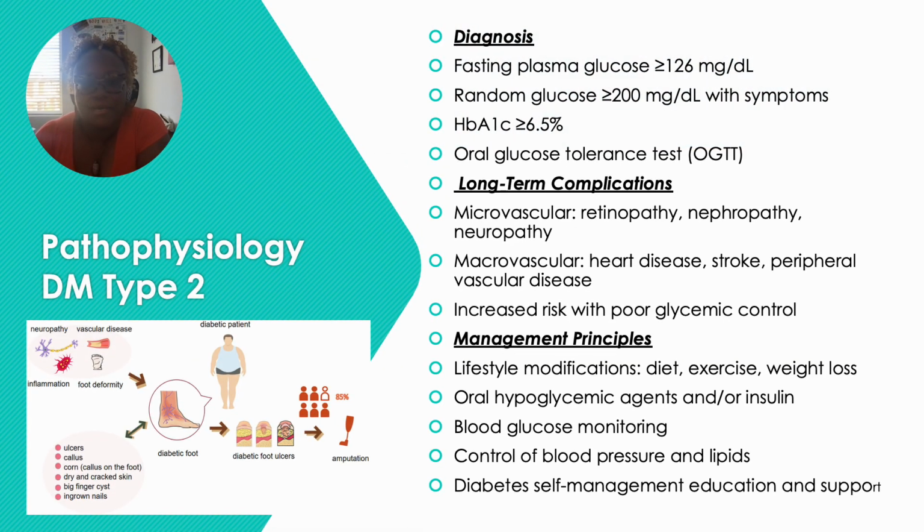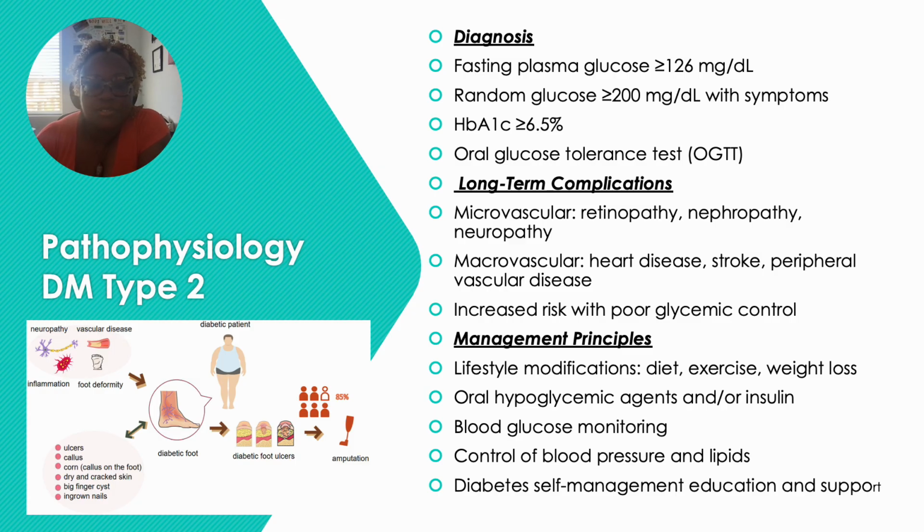How do we diagnose type 2 diabetes? Your fasting plasma glucose greater than 126 milligrams per deciliter, random glucose greater than or equal to 200 milligrams per deciliter with symptoms. Your hemoglobin A1C is going to be greater than or equal to 6.5, and your oral glucose tolerance test, or OGTT. Some of the long-term complications, we have that retinopathy, the nephropathy, and the neuropathy. The macrovascular is the heart disease. That's when you're having those MIs and your stroke, and peripheral vascular disease. Increased risk with poor glycemic control.